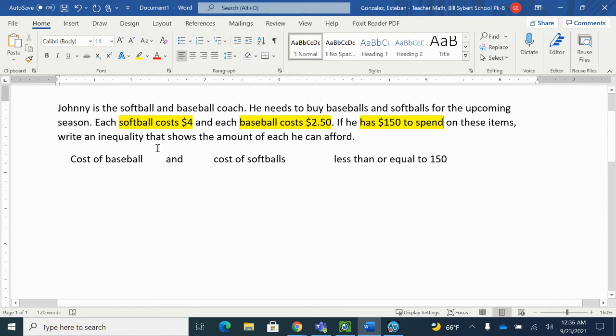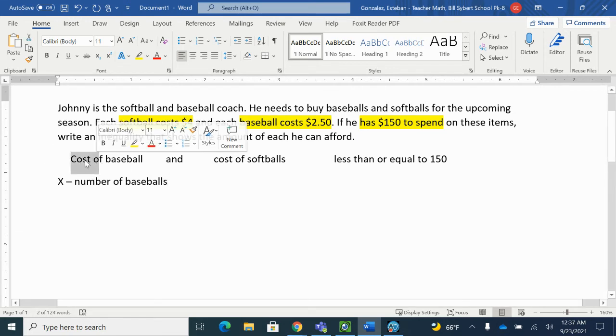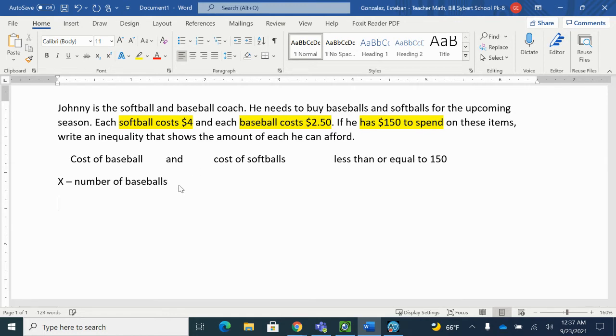Right? So notice how here we're not bringing those numbers in, and we can't just yet. We first have to identify what the variables are. So in this case, I'm going to let x be the number of baseballs. Again, notice how here this was the cost. And it makes sense, right? Cost and cost must be equal to cost, which is 150. Money plus money is money. So x is the number of baseballs. y is going to be the number of softballs.